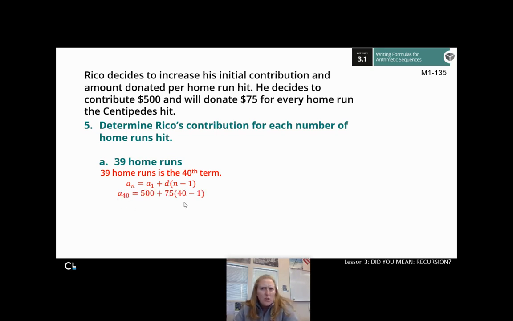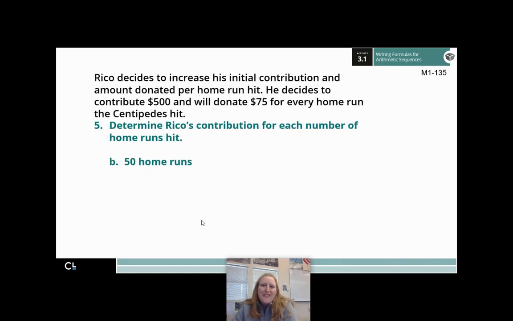So I have some very different numbers that I plugged in here. But the process is still the same. So 40 minus 1 gives me 39. Times 75 gives me 2,925. Plus that initial 500 means that we are sitting at $3,425 that Rico will donate if they get 39 home runs.